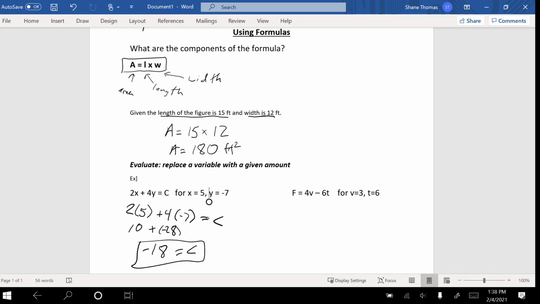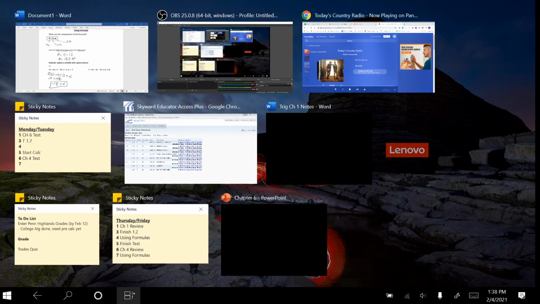Okay? See the next one up there? F is 4V minus 6T. They give you V, give you T. You would do 4 times 3. Do it on paper right now. Do it on paper. One second.